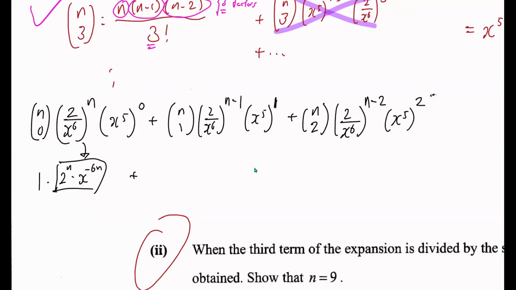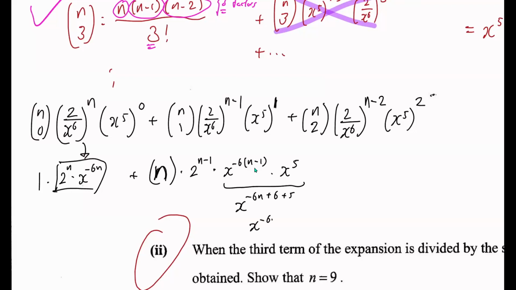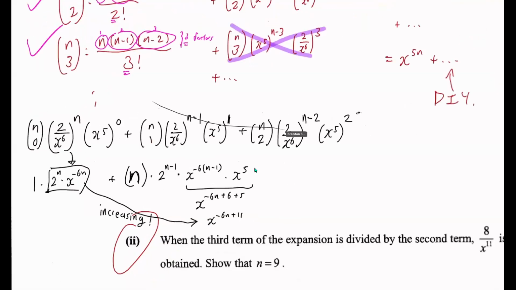Next one, n choose 1 is n. Then this is 2 to the power n minus 1. This is x to the power negative 6 bracket n minus 1. Then times x to the power 5. Combined together, you get x to the power minus 6n plus 6 plus 5, which is x to the power minus 6n plus 11. So now let's compare. From minus 6n to minus 6n plus 11, is it increasing or decreasing? The answer is increasing. Is that what they want? No, they want the other way.